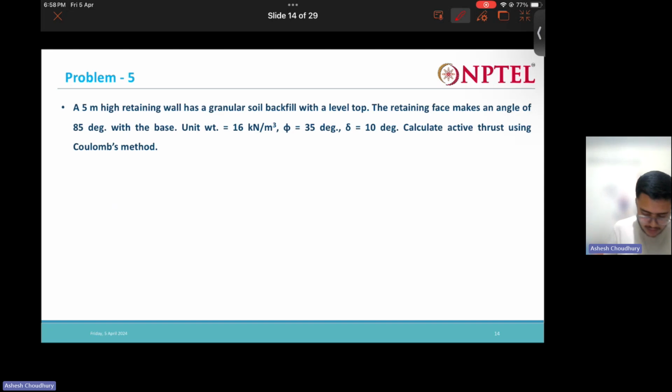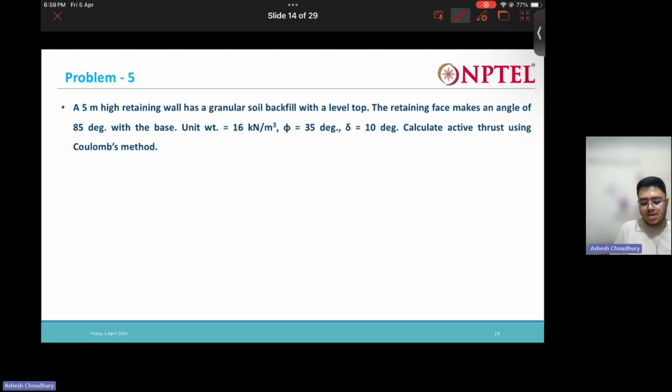Next problem. A 5-meter high retaining wall has a granular soil backfill with a level top. Okay, granular soil means sandy soil, C is equal to 0, phi we have. The retaining wall face makes an angle of 85 degree with the base. The unit weight is given, phi is given, and delta is the friction angle between the soil and the wall. Calculate active thrust using Coulomb's method.